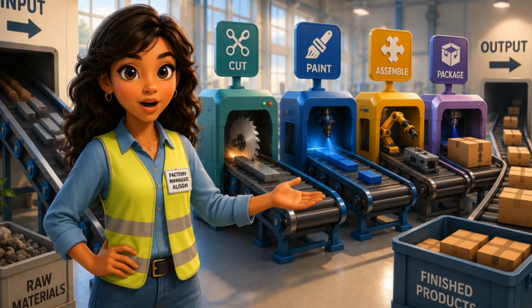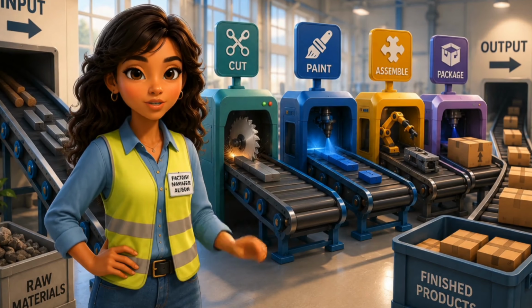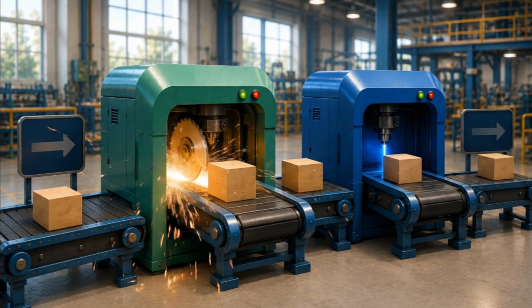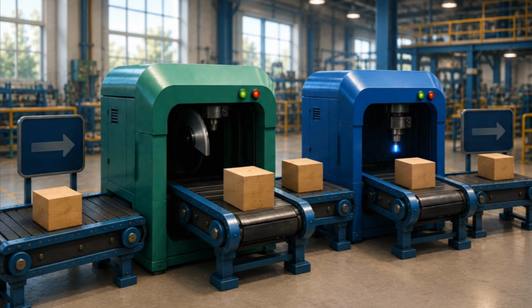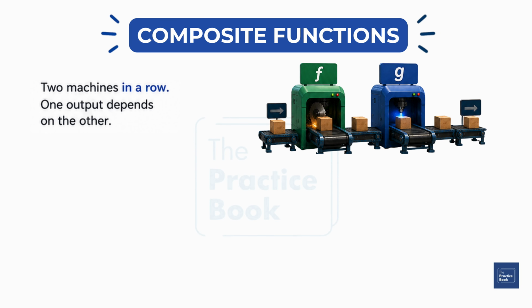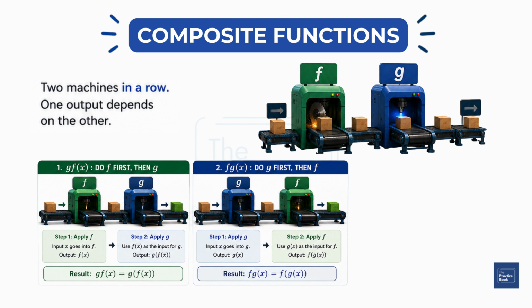Next, let's make the factory a little more interesting. Instead of having just one machine, imagine the conveyor belt carries the product through two different machines, one after another. This is exactly what a composite function is. Suppose the first machine is called f, and the second machine is called g. When you see g of f of x, don't panic. It simply means the product enters machine f first. Whatever comes out of that machine immediately becomes the input for machine g. You always work from the inside out. The output from the first machine becomes the input to the second machine.